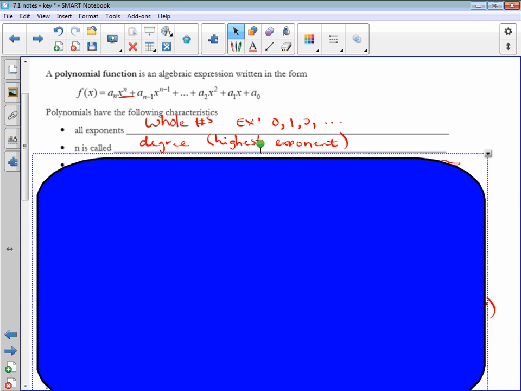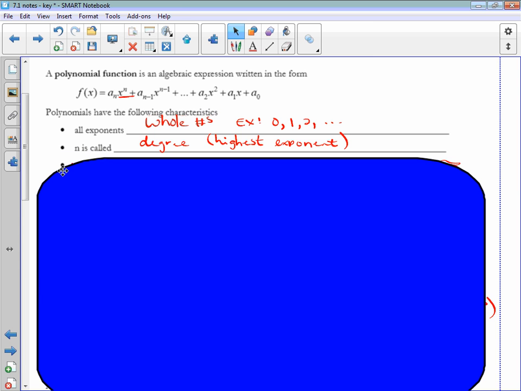Looking at our little polynomial up above, n is called your degree. You guys know what degree is, right? It's your highest exponent of your polynomial. We've already talked about that with end behavior, right?